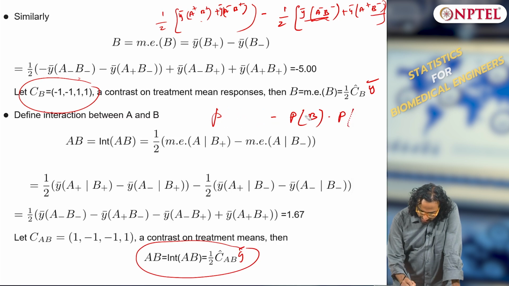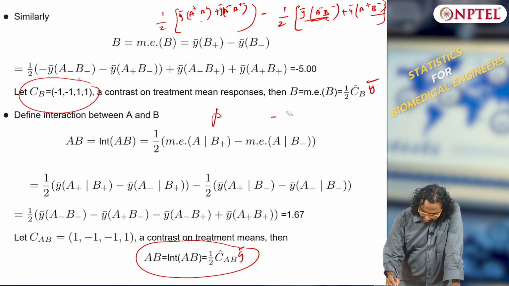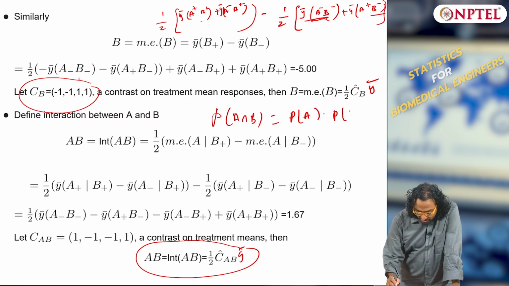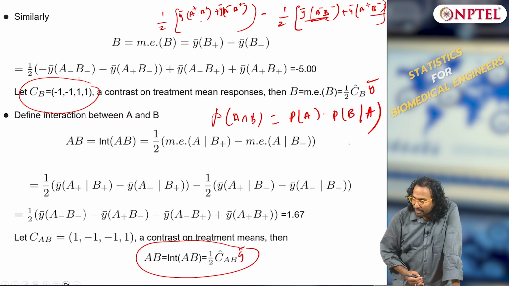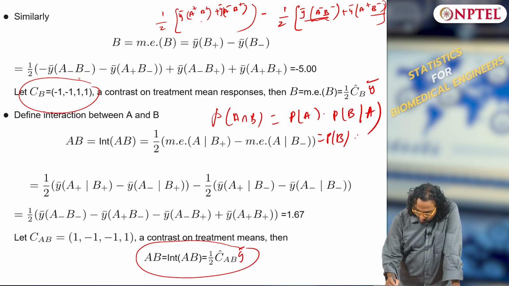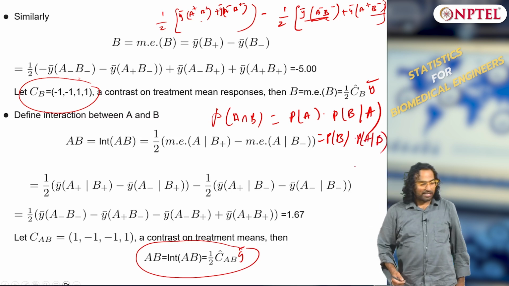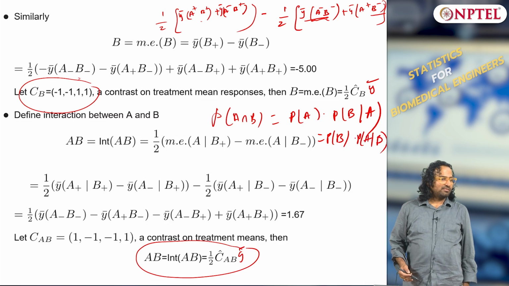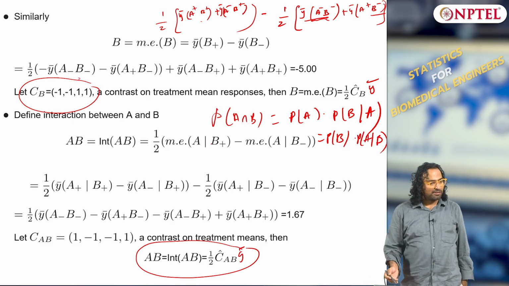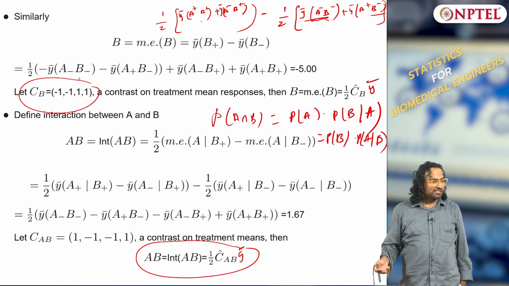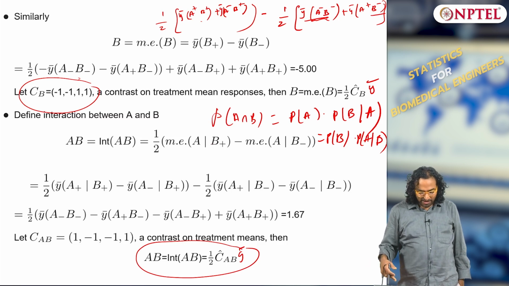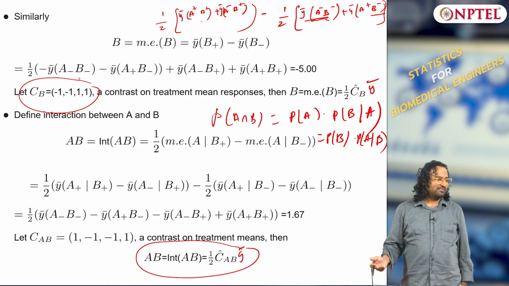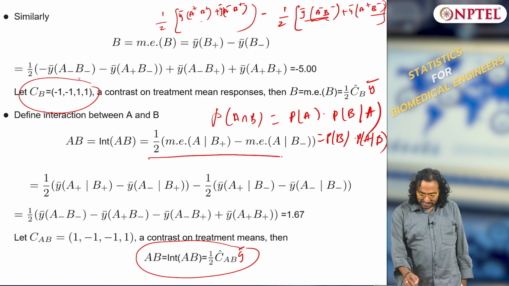So I would write it the other way, okay, let us write it this way, it is easier to understand. What is the probability of A intersection B? Probability of A into probability of B given A, or probability of B into probability of A given B. So that is what we are trying to do here. So main effect of A given B plus, minus main effect of A given B minus. You understand how you got this equation?